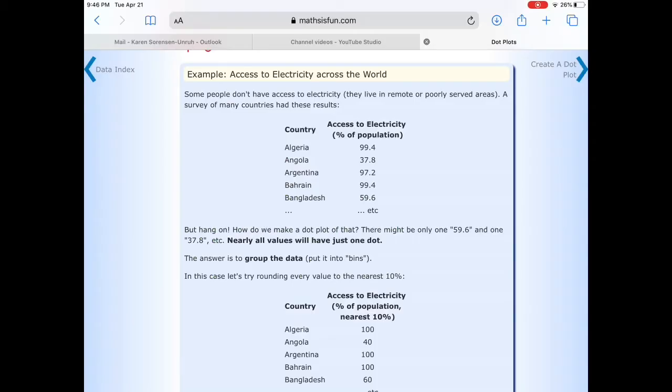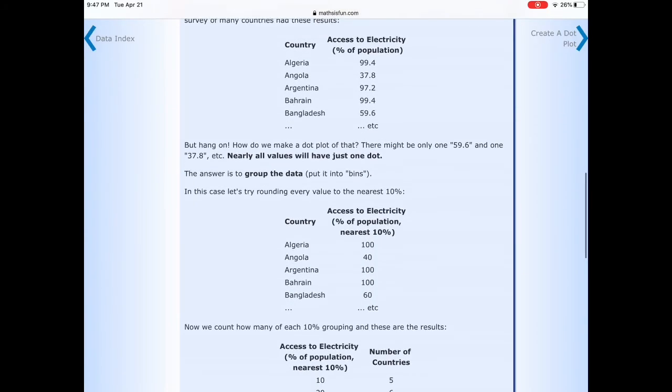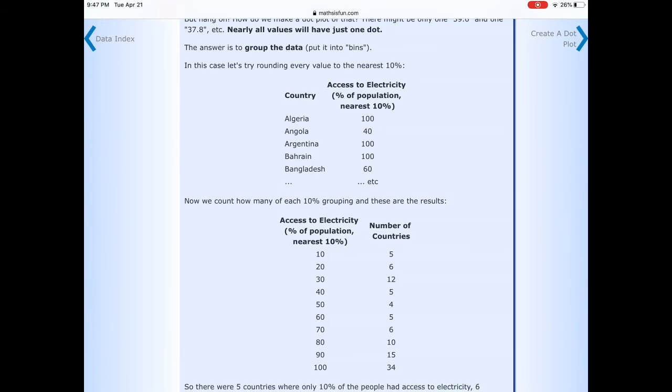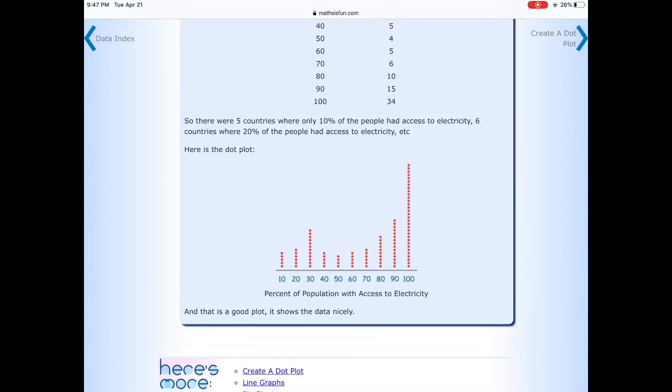This is an interesting example of a dot plot that needed some work to happen. Our data is electricity across the world and which countries have access to electricity. So we couldn't put it in a dot plot. We don't have numbers here, we have countries. So the way they've handled this is by rounding the numbers to the nearest 10%, and then counting how many countries were at 10%, how many countries were at 20%, and then making the dot plot of percent of population with access to electricity, and each dot represents one country.